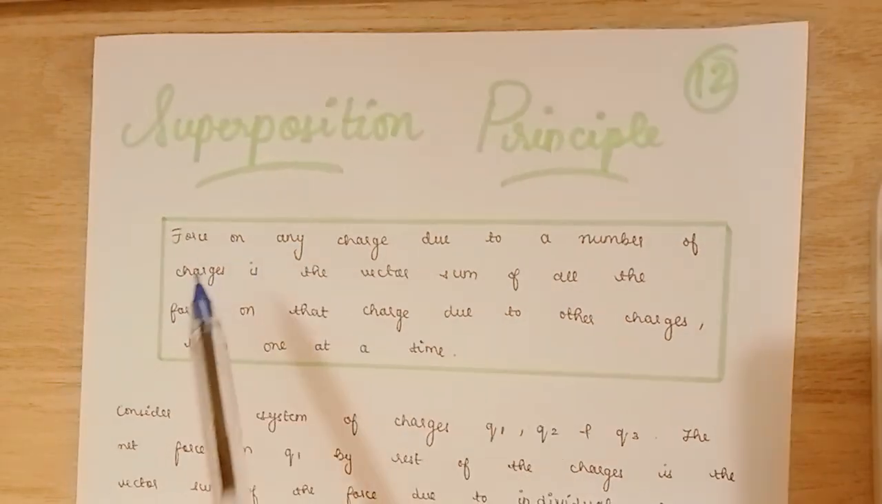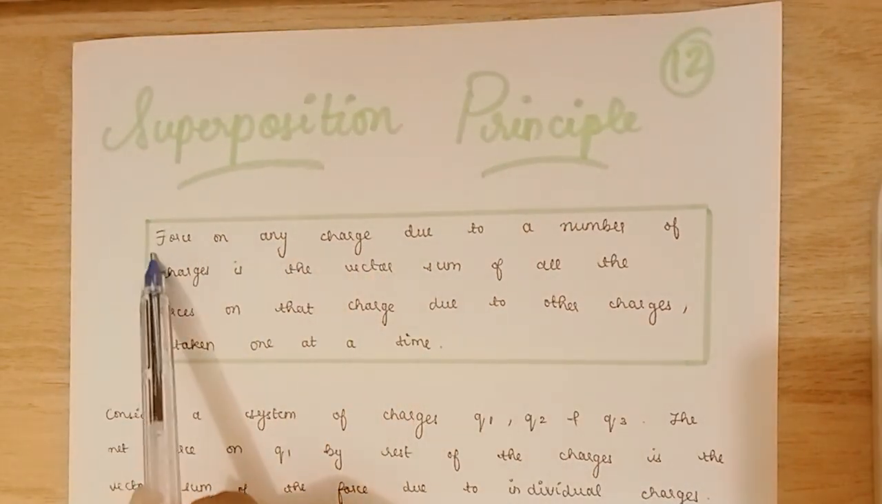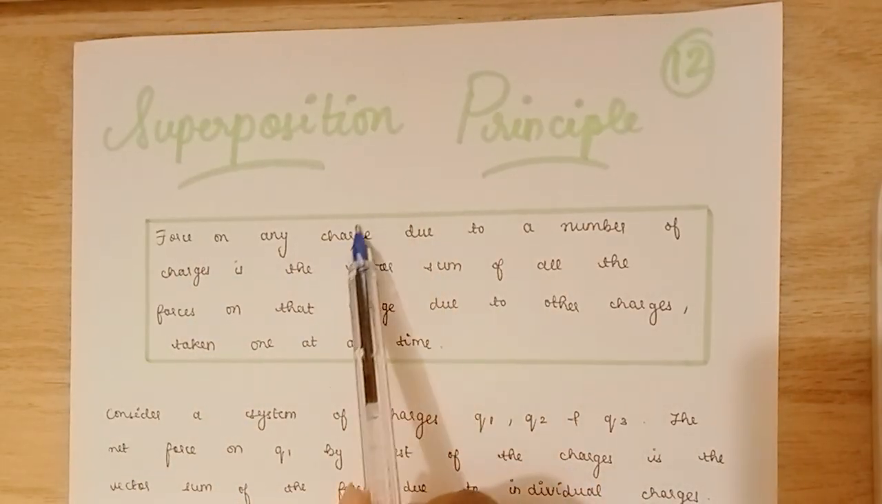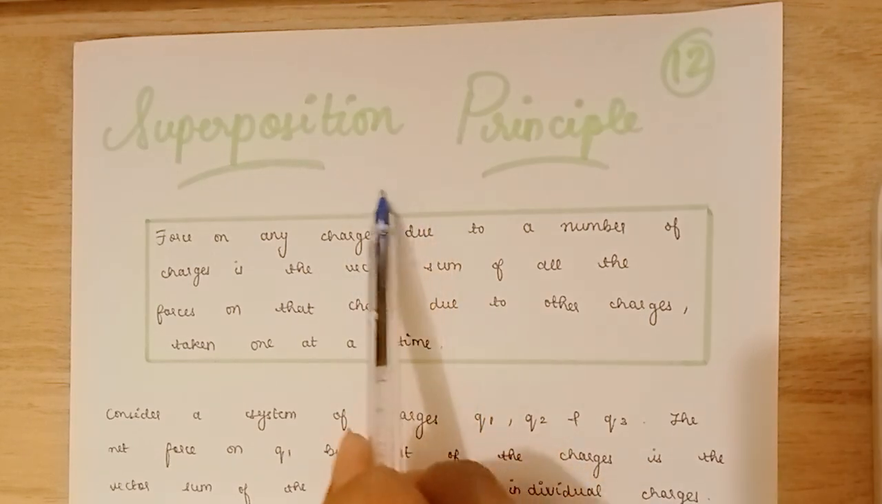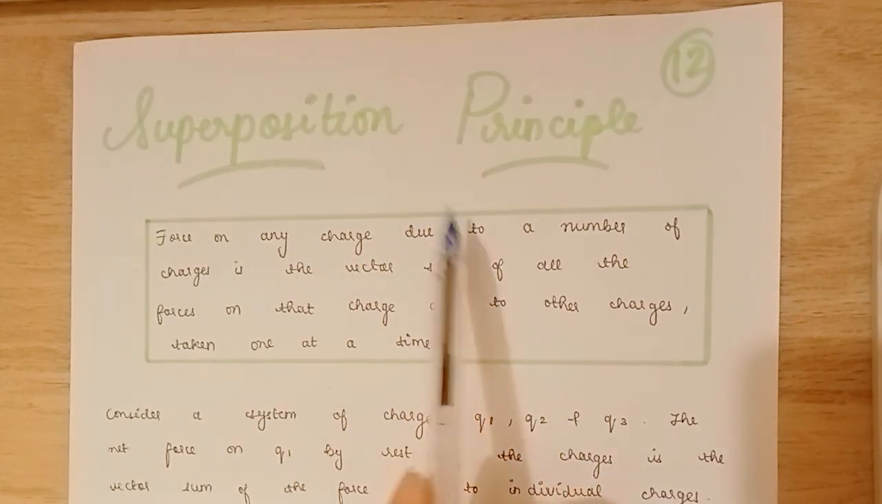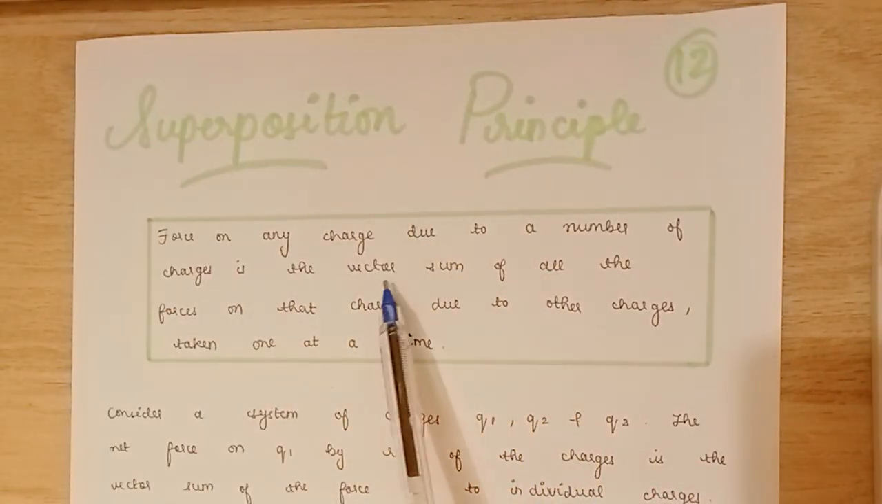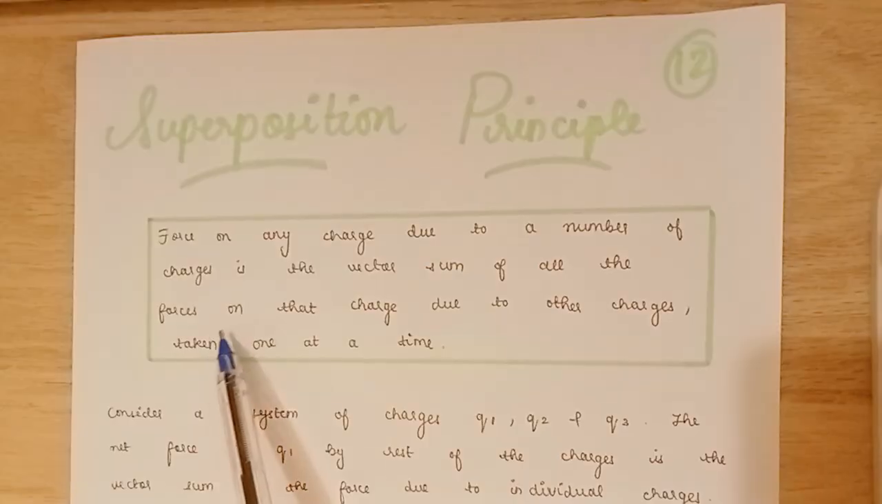So this shows what is the force of a charge, okay? The force of a charge due to a number of charges. So if a system is there with so many charges, the force of one charge due to the other charges is what the principle tells us. It is a vector sum of all the forces that act on that charge.